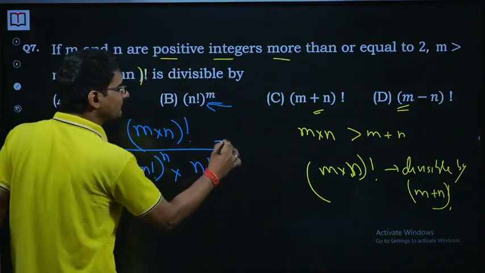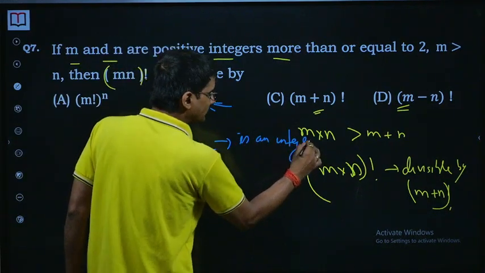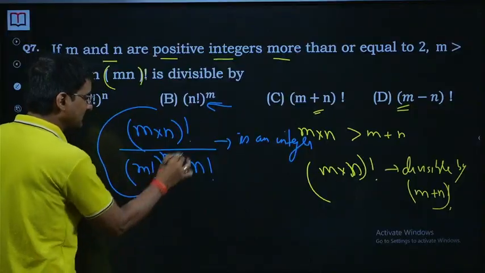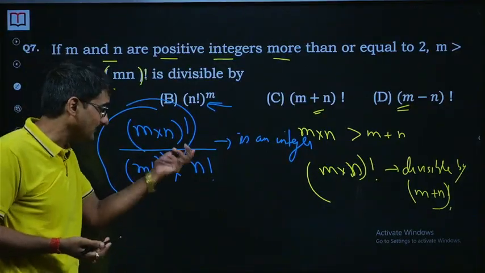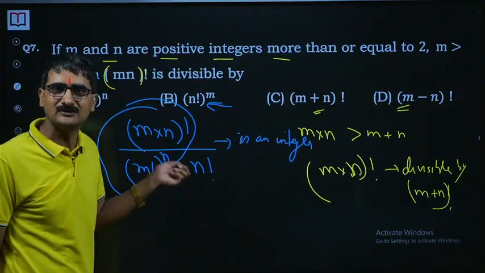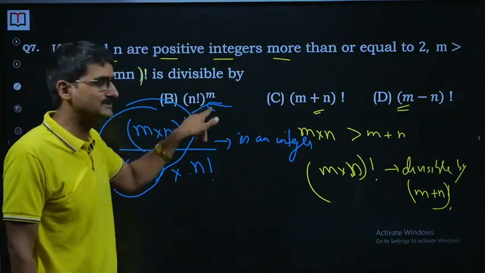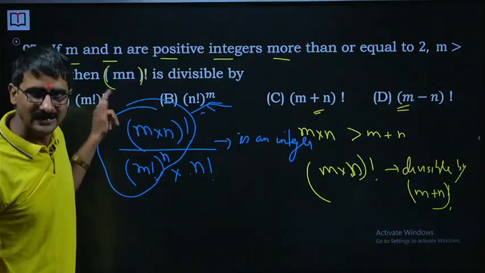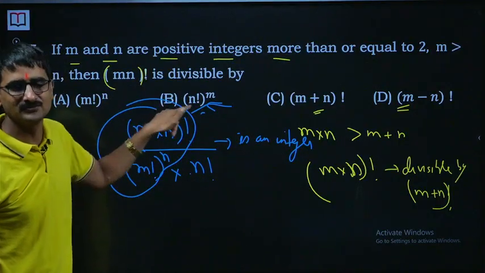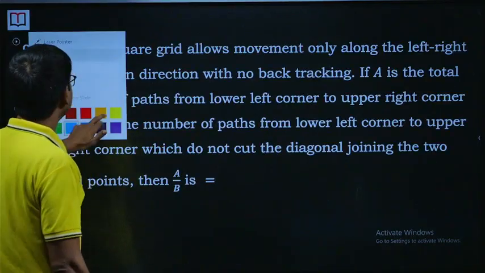Now we know that is an integer. So it could be an integer only when this is divisible by this, yes or no? Because it is an integer even when you add n factorial in the denominator. So of course this is divisible by this, and hence this is divisible by this. Reverse case: n groups, m objects; m groups, n objects. Okay, so that's it. So moving to the next question, the 8th question here.